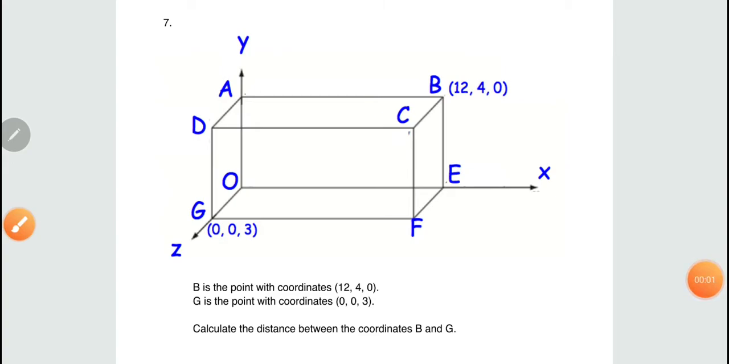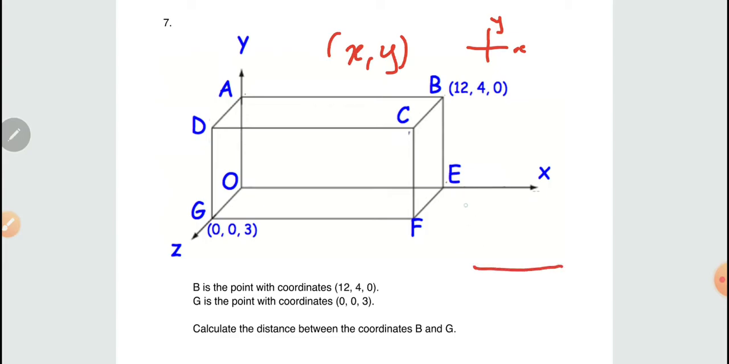Okay, so this question is a little bit more tricky because it involves 3D coordinates. Now, normally we just talk about x and y coordinates, so the graph would just look something like that. So that's the x-axis and that's the y-axis. But this time, as well as having the x like that and the y like this, you have an additional dimension, which is z.